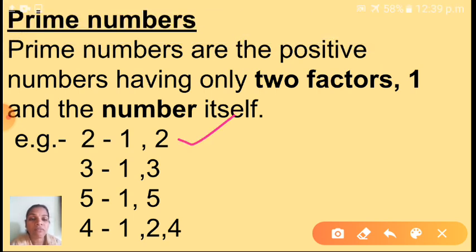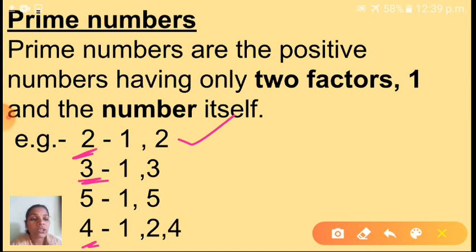Okay, so I have given some numbers here with their factors. See, first one is 2. What are the factors of 2? See here, children, first one what I have given? Can you say the factors of 2? 1 and 2. And 3. The factors of 3 are 1 and 3. Next one is 5. 1 and 5. And next one is which number I have given here? 4. Yes, the factors of 4 are 1, 2 and 4.